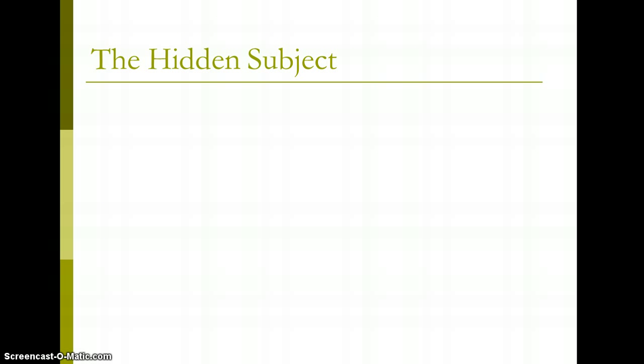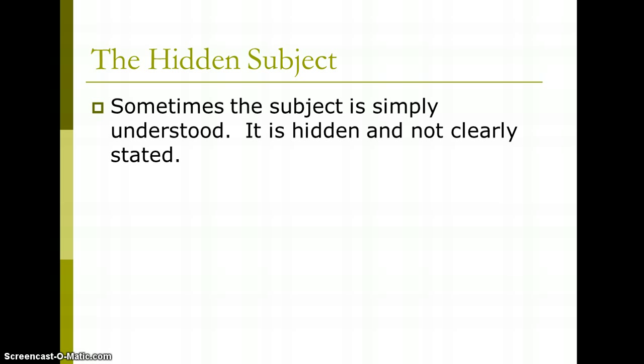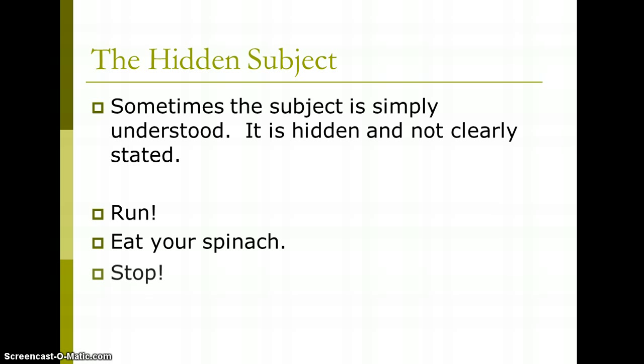Sometimes a sentence will have a hidden subject. It's a subject that is simply not clearly stated. Maybe it's understood. Let's see what we're talking about here. Run. Eat your spinach. Stop. Come here. All of these are perfectly good sentences. But what's the subject, you say? The subject is an understood you. All of these sentences are directed at a specific individual, and so we have an understood you.